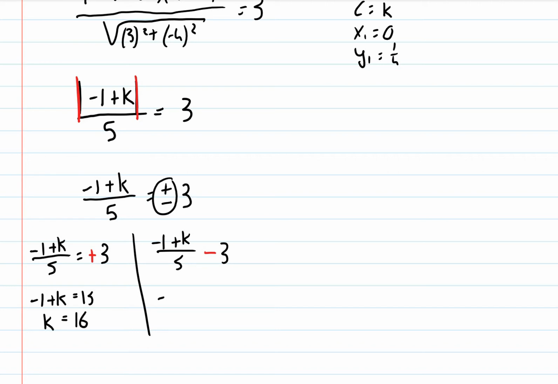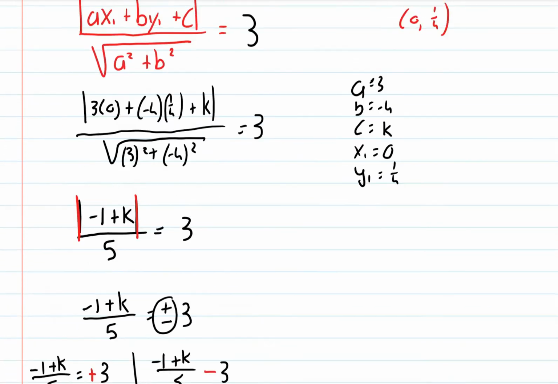And over here then we have minus 1 plus k, and we multiply by 5 on both sides, and we get minus 15, plus 1 to both sides. We get k equals minus 14.